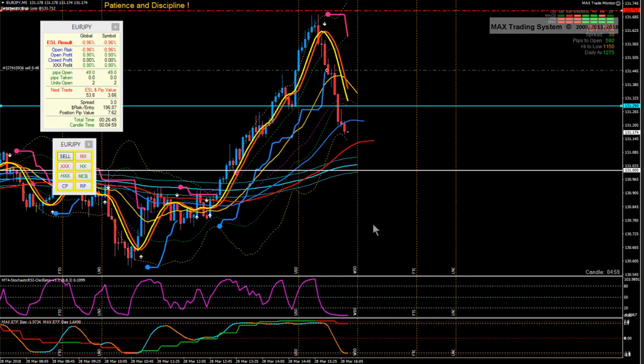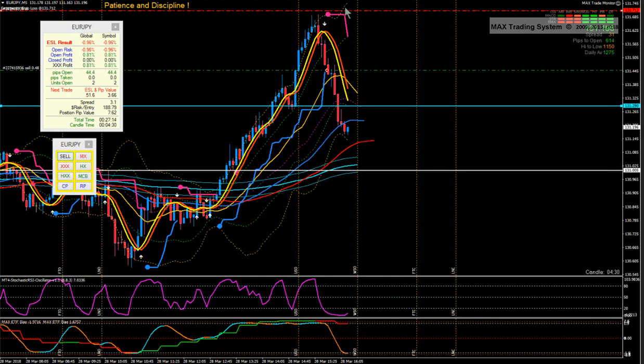Okay, now I can adjust my stop loss. You see, this line has dropped, and I will adjust my stop loss based on that line. Now, observe the effect of adjusting the stop loss on the ESL result. Adjusting the stop loss will not affect, obviously, the XXX profit. It will affect the ESL result. It's minus 0.96%, representing minus 1R.